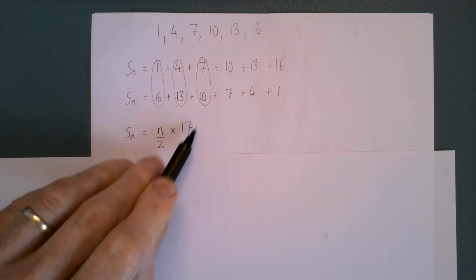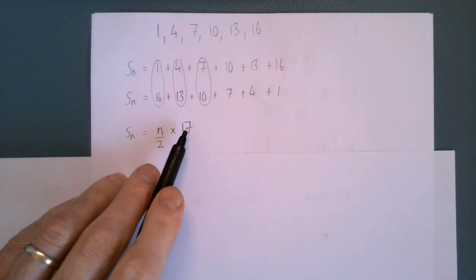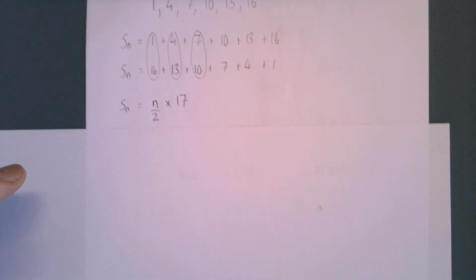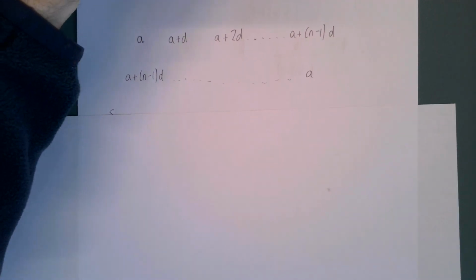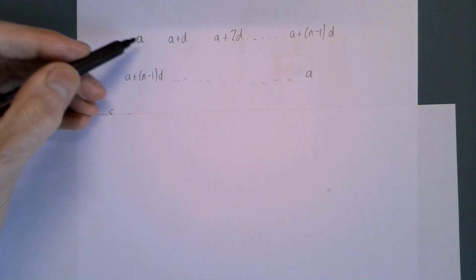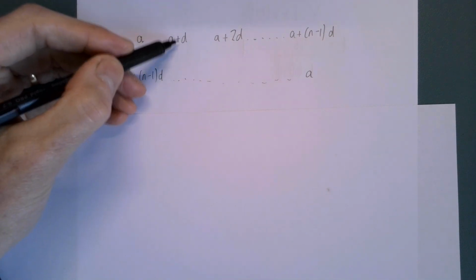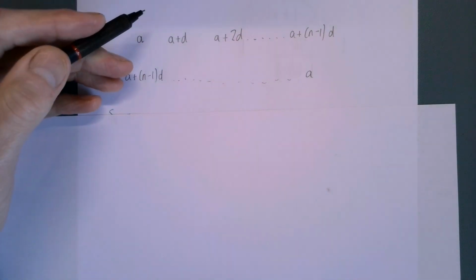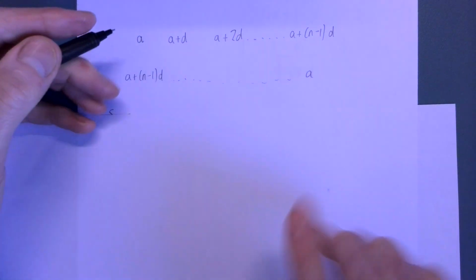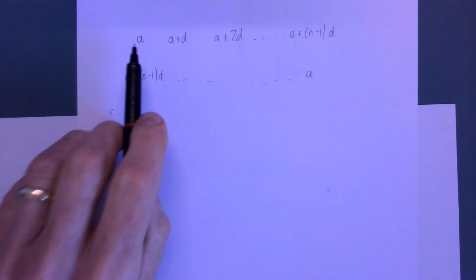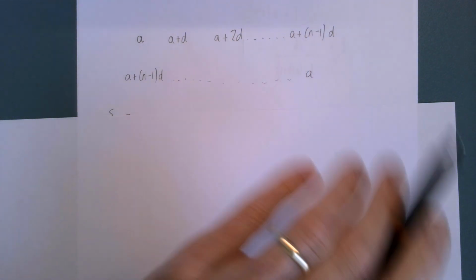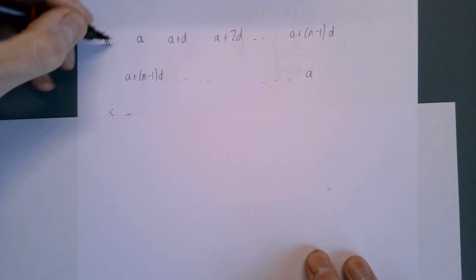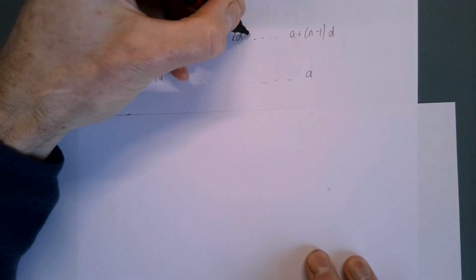Now, how can we work out that, with this sequence, the number you get would be 17? Well, let's instead switch to a more algebraic approach. So here's a sequence. There's the first term, second term, third term, and the final term. So there's a big gap in here. Remember, to get from the first term to the final term, you add n minus 1 lots of d. So the sum of this sequence is just those added together.